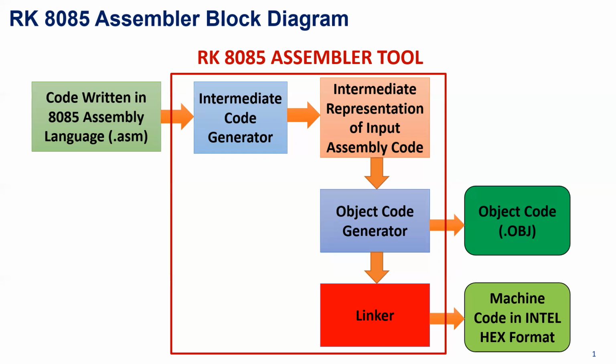So let's start. As you look at the block diagram here, I have identified the part which is actually my implementation. You see here the red bounding box. First of all, you have to provide some code written in this 8085 assembly language, and it should have a .asm extension. ASM stands for assembly.